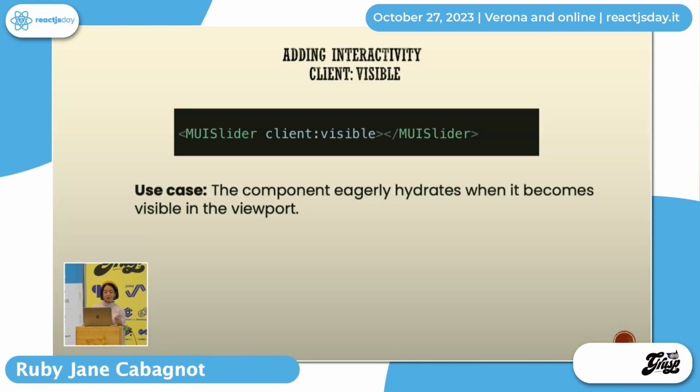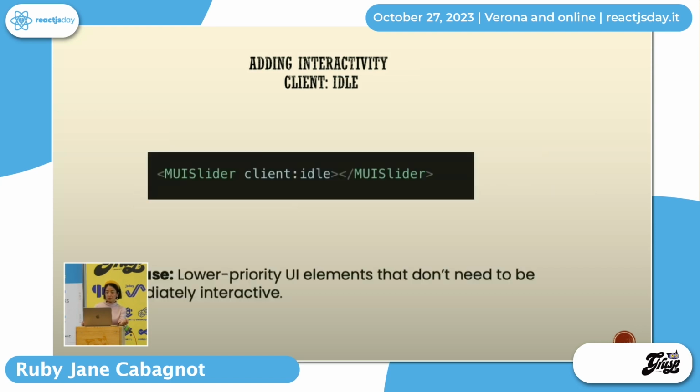And here's another directive that you can use, for example, client visible. The component eagerly hydrates when it becomes visible in the viewport, like what you saw earlier with the clock. The use case is low priority elements that are far down the page, for example below the fold, or so resource intensive to load that you prefer not to load them at all if the user never sees that element. So you don't need to execute or download that particular piece of code.